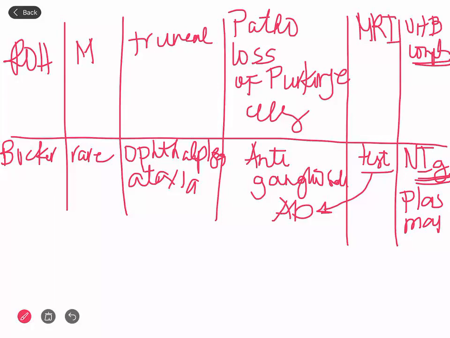Like the COVID patients now, di ba? They will remove the plasma, then the antibody, and then they will give it to another person, okay? So just removing that of the plasma, okay? And then prognosis, it's very poor, no? The prognosis of Bickerstaff is very poor.